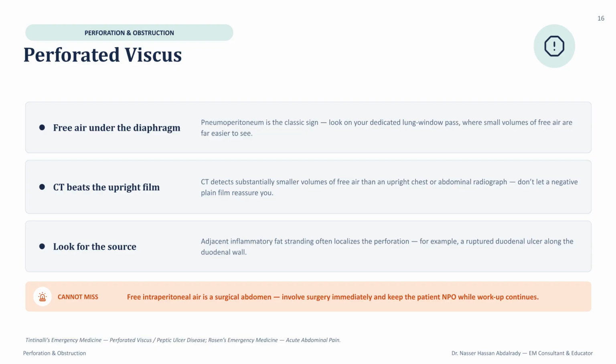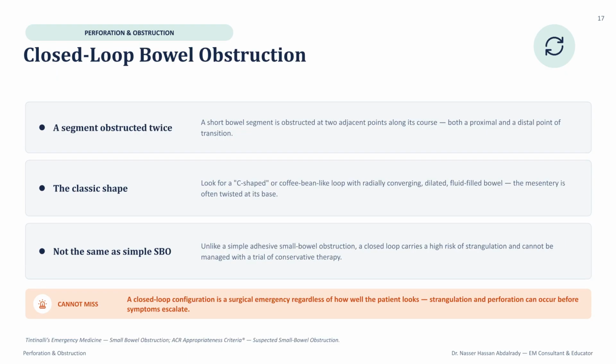Now let's examine signs of a perforated viscus. Pneumoperitoneum is the classic sign. Use your lung window pass to spot even small volumes of free air, as CT is much more sensitive than an upright plain film. When identifying a perforation, look for the source by searching for focal inflammatory fat stranding. Remember, free intraperitoneal air is a surgical abdomen. Keep the patient NPO and involve surgery immediately.